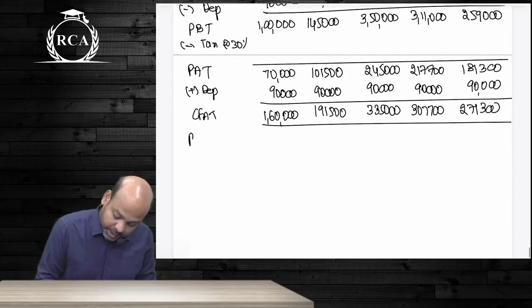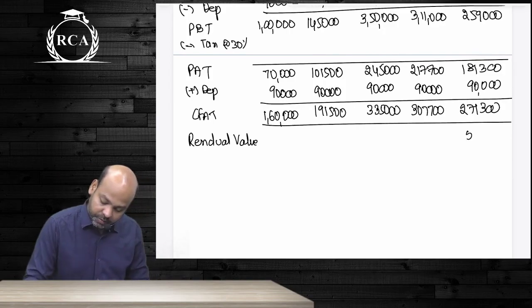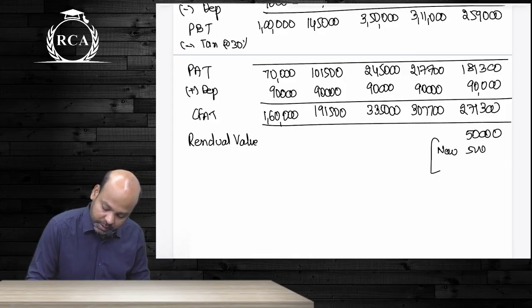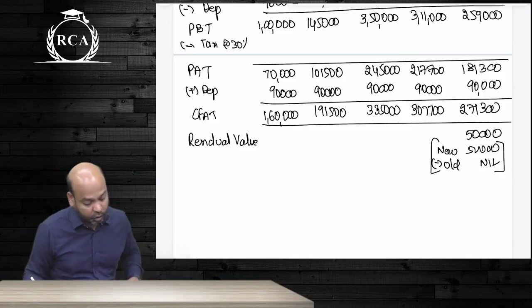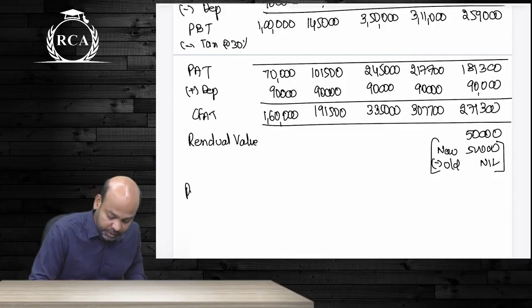Residual value यहीं पे ऐड कर लूँ क्या बेटा? The new asset, guys, can be sold for 50,000. Remember, guys, new का 50,000 है, old का कितना है? If the old asset would have been continued, beta, it would have had 0 value. So you can directly take 50,000. Now all you have to do, beta, is compute present value of all of these cash flows.